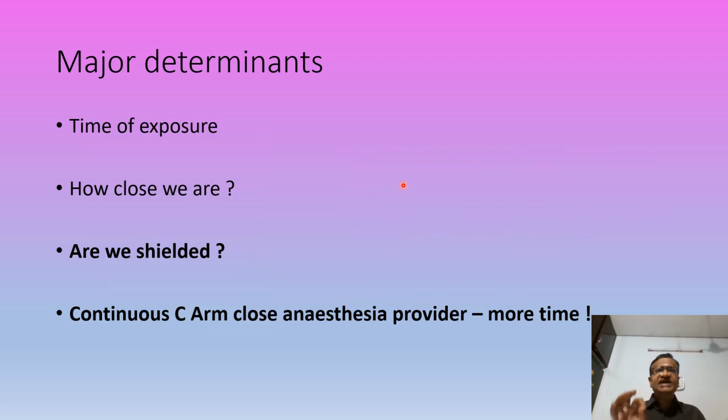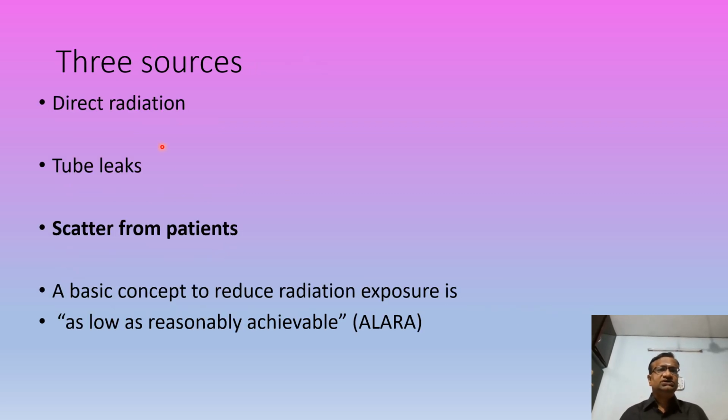There are a few major determinants. Time of exposure, which is cumulative: how much time we are exposed, and how close we are. These 3 things are important. Sometimes we cannot change these 2, but we can definitely change this. There are 3 sources when the C-arm is pushing: direct radiation from the C-arm, tube leakage, and scatter from the patients. What is important is only scatter from the patients, because tube leaks are very rare and direct radiation doesn't come to us.